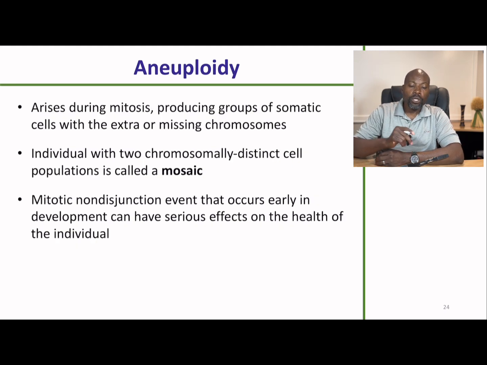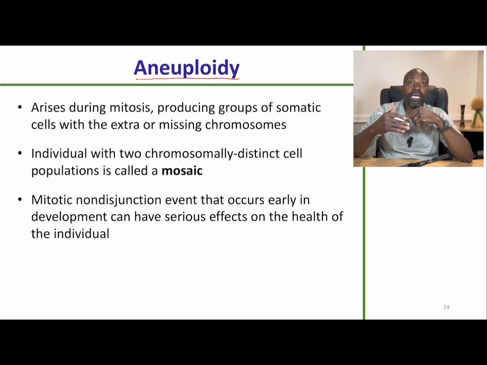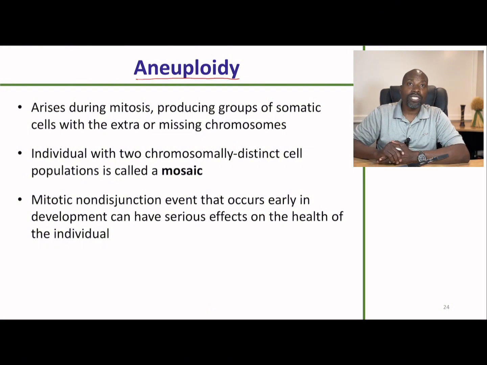All right, so aneuploidy can actually cause a mosaic, because sometimes individuals can have chromosomes that are distinct. One is going to have the allele that is dominant, the other one is going to have the allele that is recessive. So which one is going to be absent is going to cause a situation of a mosaic.